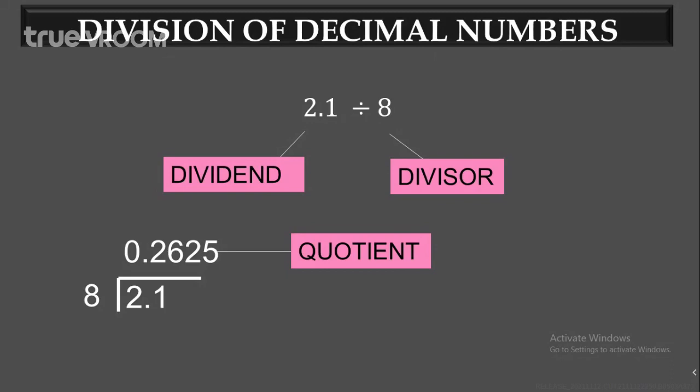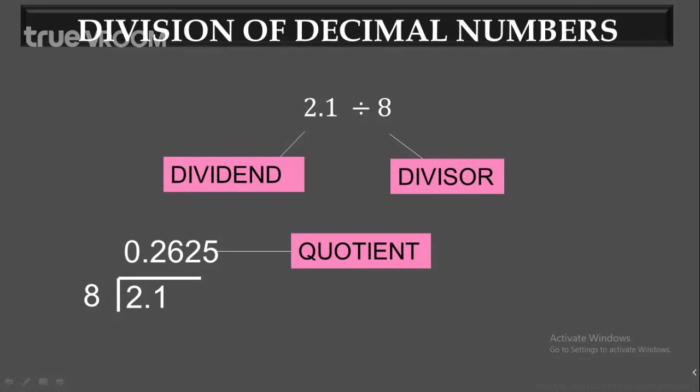Quotient. All right, again, dividend, divisor, quotient. All right, again, what is this? Dividend. This one? Divisor. Very good. This one? Quotient. Again, please. Dividend. Divisor. Quotient. Very good.